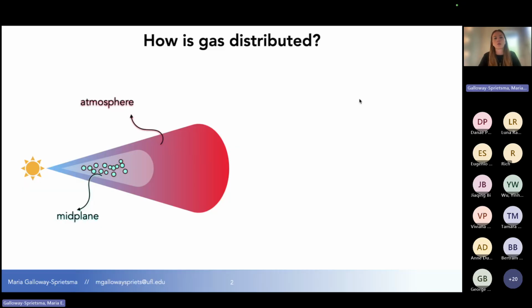So to get started, one of the fundamental questions we can ask about protoplanetary disks is, how is the gas distributed? This is a cartoon that I'm sure many of you are familiar with that shows the midplane of a protoplanetary disk where there's maybe some larger solids and some gas, and the atmosphere of the disk where the solids are smaller and there is more gas present. So understanding how the gas is distributed radially and vertically can give us a lot of insight into the physical characteristics of the disk.